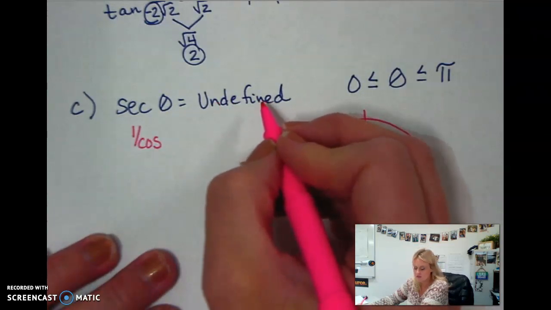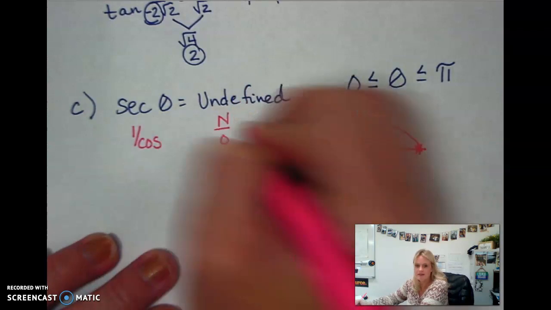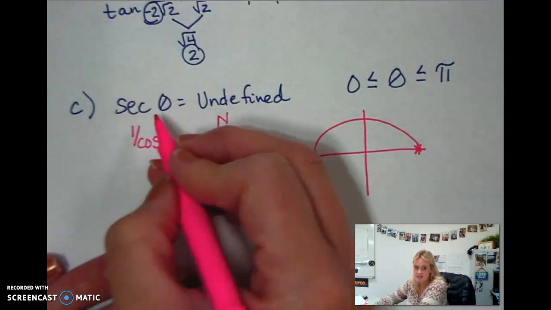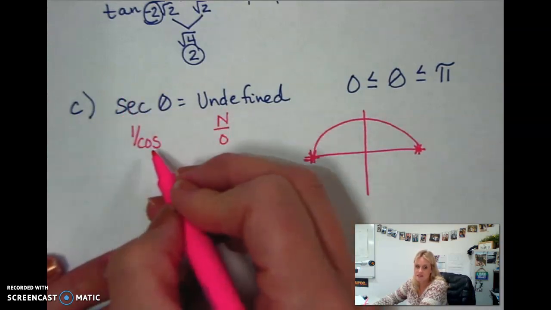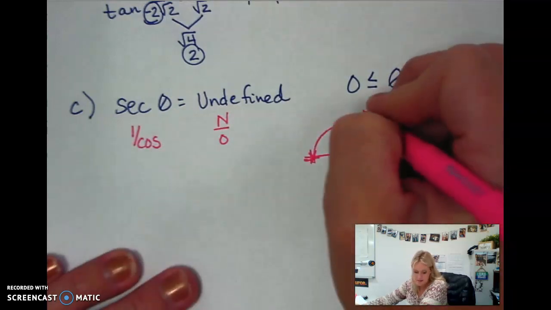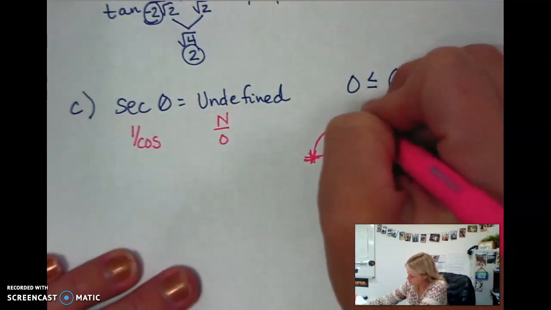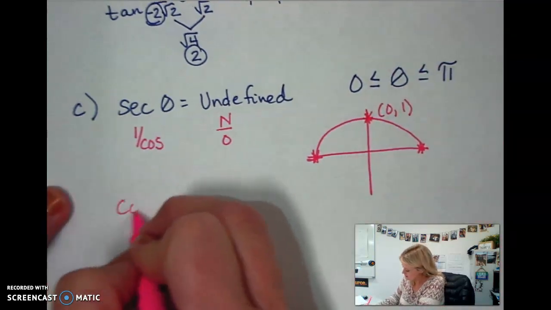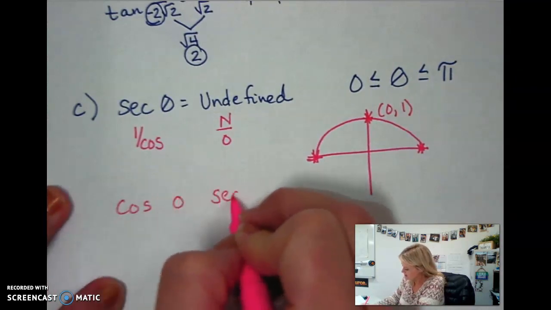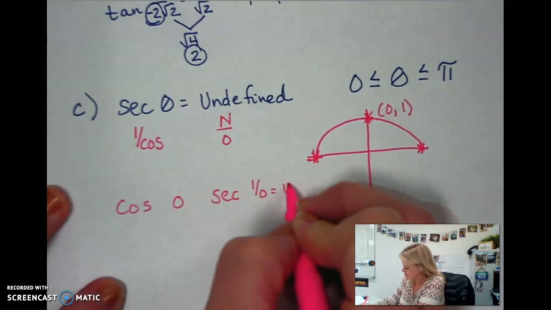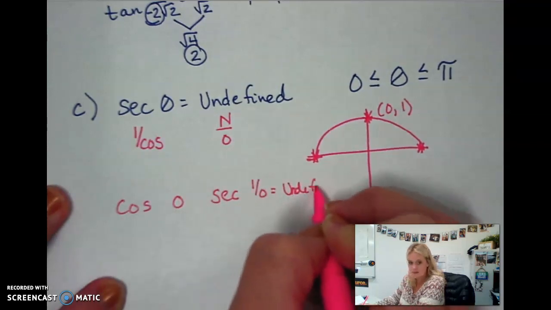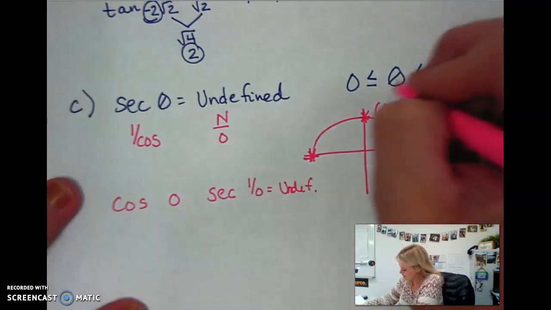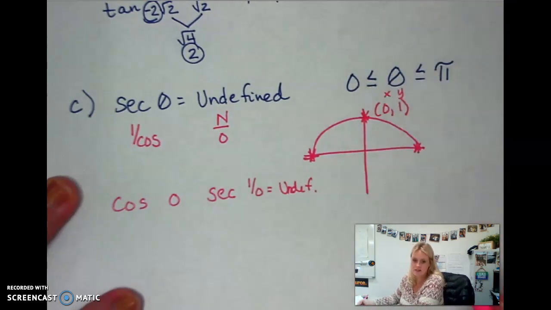Okay, so now if you think about how do I get an undefined, it means that I have to have a number over 0, right? So if the secant is undefined, that is taking the reciprocal of cosine. So I am actually using this point right here, 0, 1. Because cosine is 0, secant is 1 over 0, which is undefined. So I was able to kind of work backwards. I'm not able to draw a triangle, but that's okay because we have an x and a y value here.